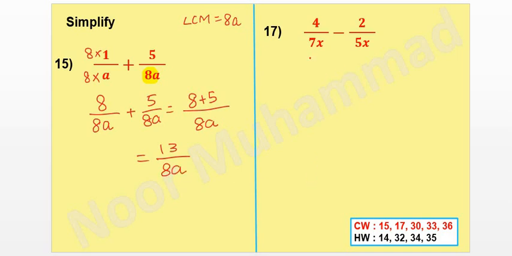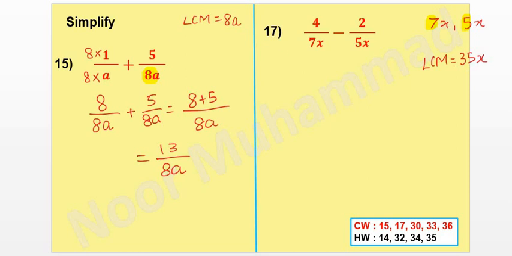Right? Now let's find the LCM of 7x and 5x. First of all, I will check the numbers. The numbers are 7 and 5. Make a list of the multiples of 7, and a list of multiples of 5. So the least common multiple of 5 and 7 will be 35. And when I look at x and x, both are the same, so they will be placed in the LCM. So 35x is the LCM.